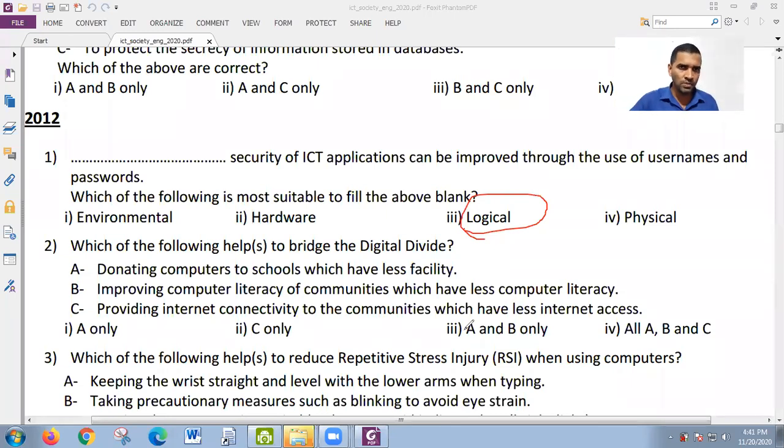It may be establishing computer centers in rural areas. So using some means, you have to improve them, right? You have to develop them. So that is okay. C, providing internet connectivity to the communities which have less internet access. That is also correct, right? So all these three things can reduce the gap, which means bridge the digital divide.